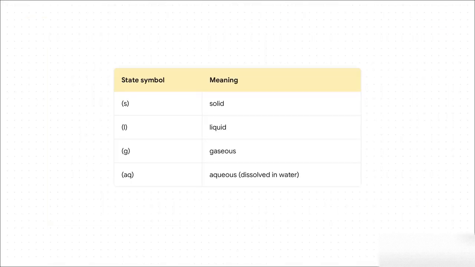And to get even more specific in our chemical sentences, we use state symbols. These little letters in parentheses just tell us what state the substance is in: solid, liquid, gas, or aqueous, which is just a fancy way of saying it's dissolved in water. It gives us a much clearer picture of what's going on.